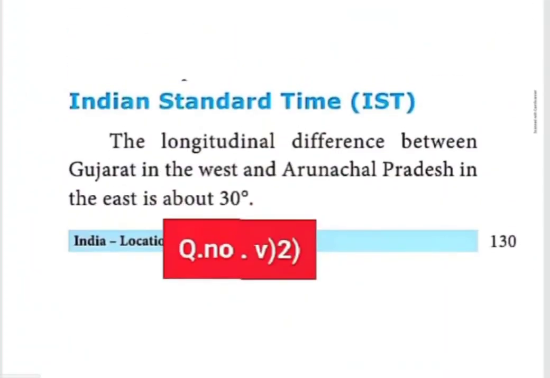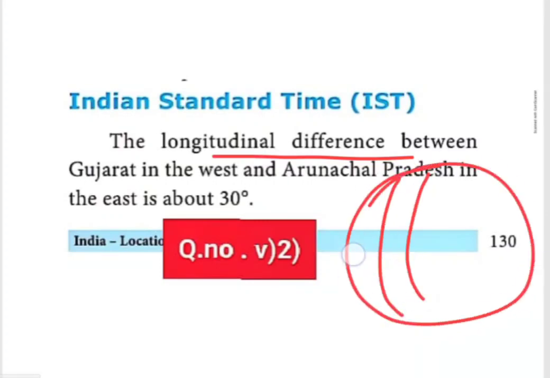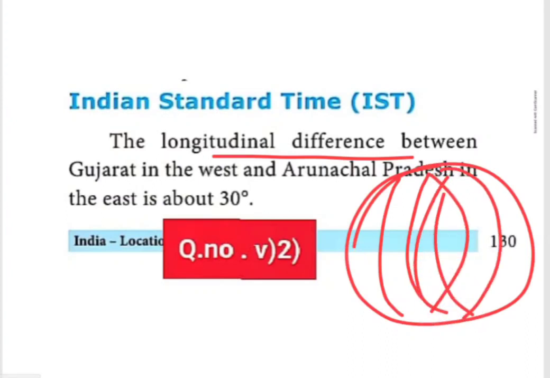Second question, I told you to mark it in the book, children, the IST answer. IST full form is Indian Standard Time. Here it is given, children, the longitudinal difference. The longitude lines, you people know very well. This is the imaginary globe, and these are the longitude lines.